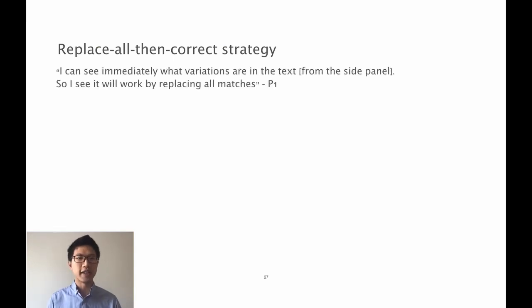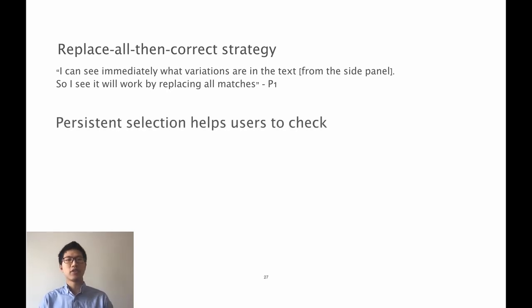As P1 said, I can see immediately what variations are in the text from the side panel. I can see it will work by replacing all the matches. Then also, the persistent selection helps users to check their previous actions.